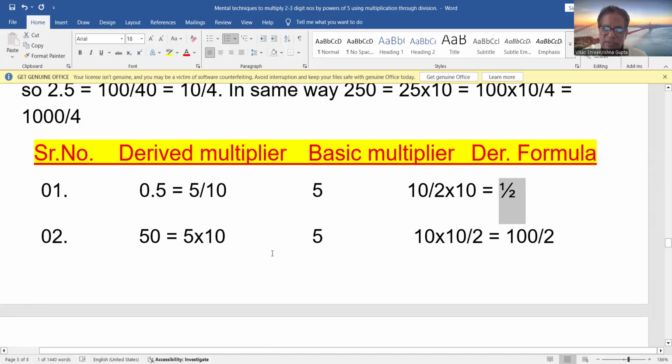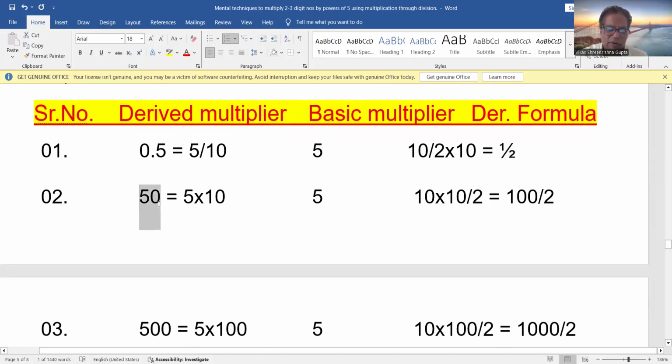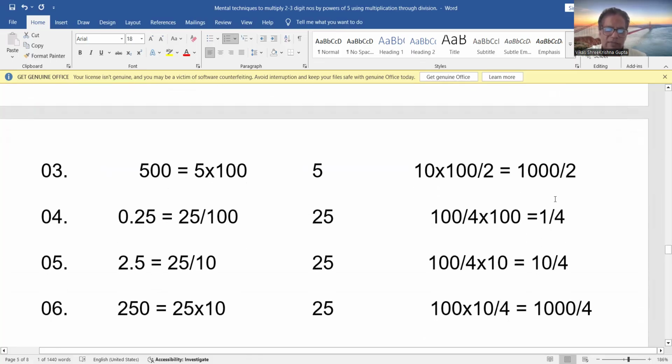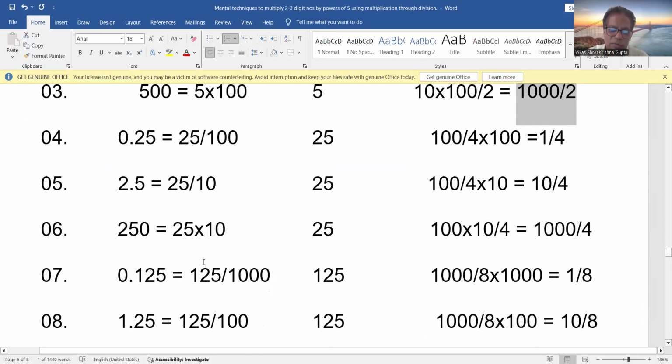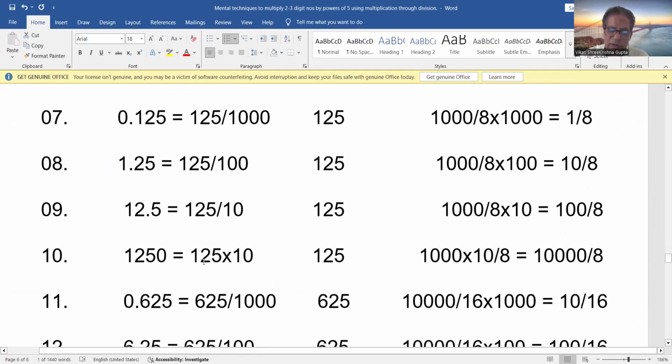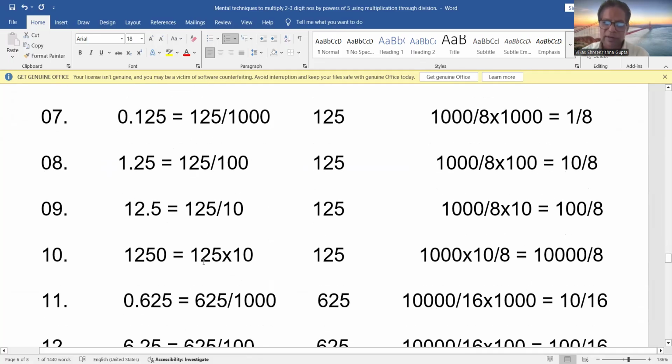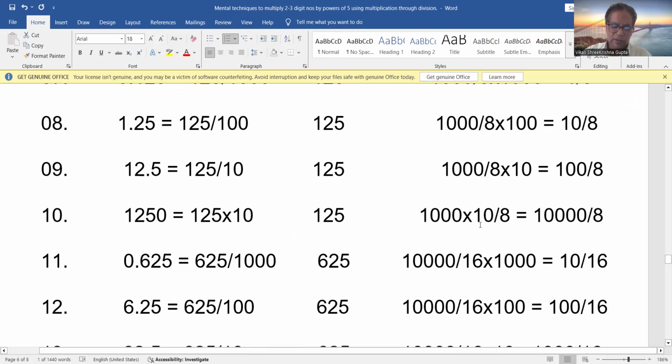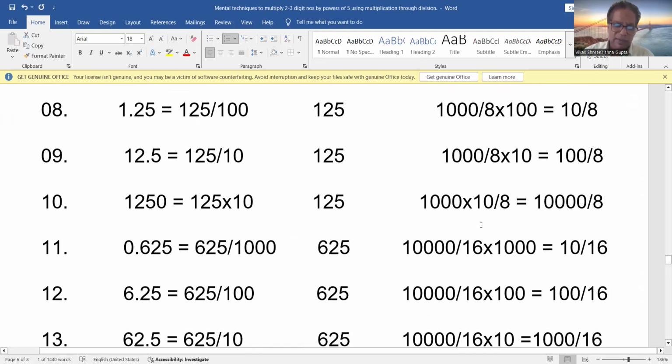In the same way, if someone asks you to multiply the number by 50. Now 50 is equal to 5 into 10, and 5 is equal to 10 by 2. So 50 is equal to 10 into 10 upon 2, that is 100 upon 2. In the same way, 500 is equal to 1000 upon 2, and 0.25 is equal to 1 by 4, 2.5 is equal to 10 by 4, 250 is equal to 1000 by 4, 0.125 is equal to 1 by 8, 1.25 is equal to 10 by 8. These are all the derivatives I have written.